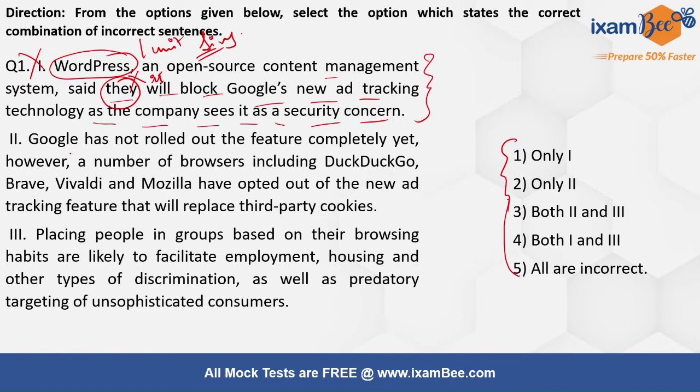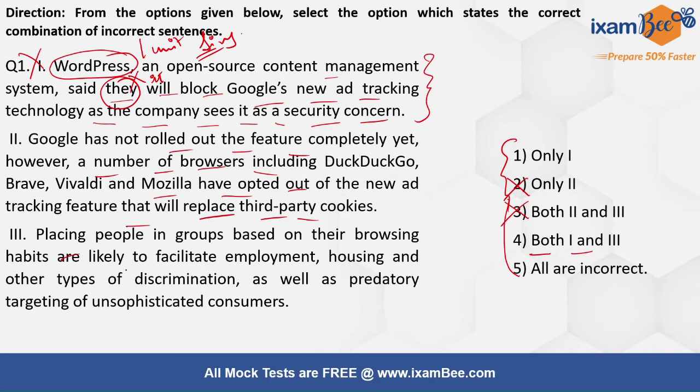Okay. Now moving on to the second sentence, it says Google has not rolled out the feature completely yet. However, a number of browsers, including DuckDuckGo, Brave, Vivaldi, and Mozilla, have opted out of the new ad tracking feature that will replace third-party cookies. Okay, so we are not seeing any of the issues here. So also we should refer to the options, right? So here it says only one, and here we have 1 and 3 in the options. So in 2 and 3 we don't have 1 as one of the options. So we will discard these because 1 definitely contains error.